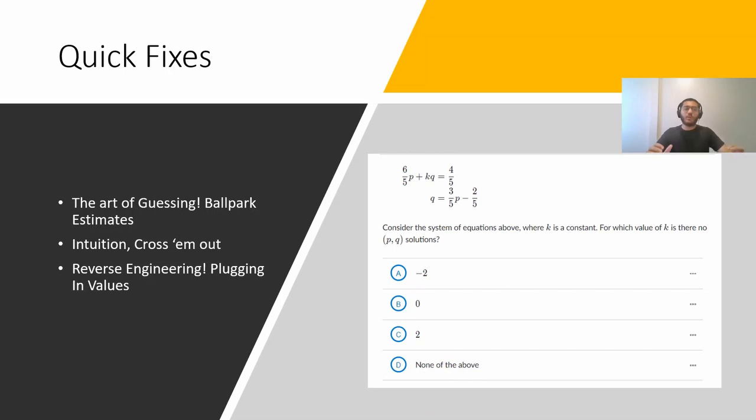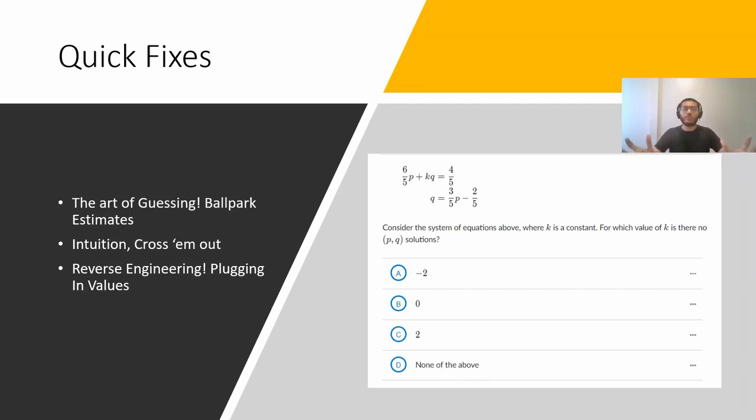The one quick fix that I haven't already given you guys an example for is reverse engineering. And I guess this is sort of my favorite. And this is one that I'll leave to you guys. I won't do it for you. You can try it out for yourself. I have a question here. Look at the system of equations above where k is a constant. For which value of k is there no solution?